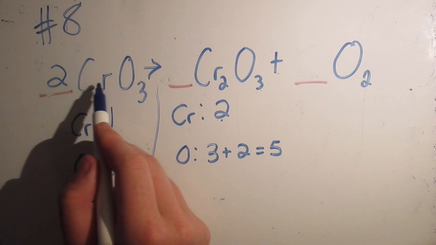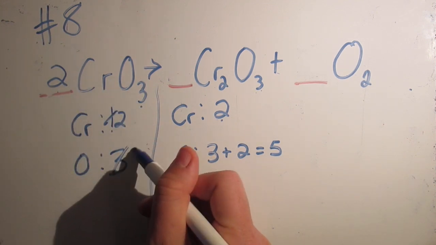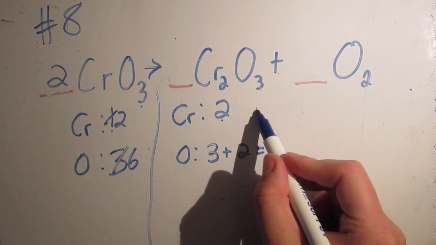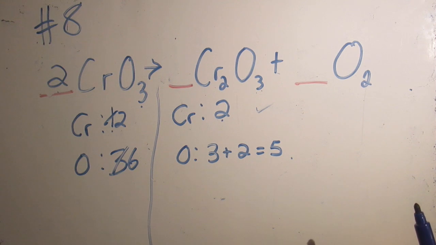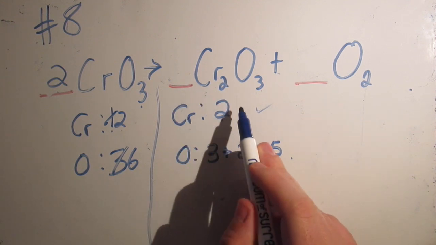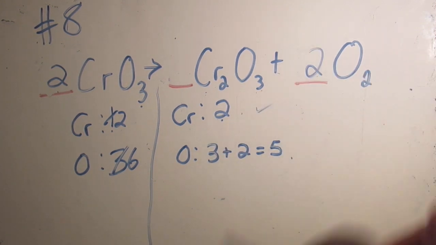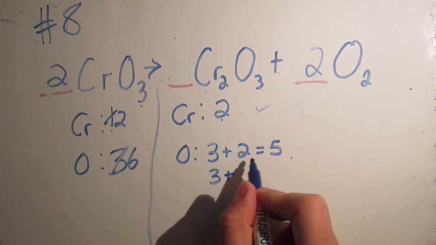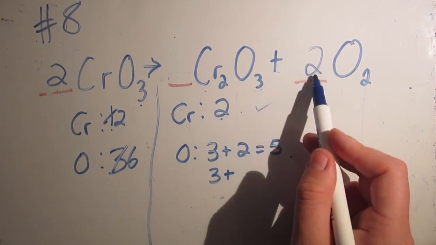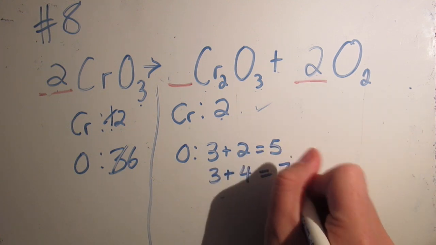So that gives us 2 times chromium is 2. 2 times 3, 6 oxygens. Okay, so my chromiums are good. I could do a little check there. Oxygens are not good. So let's play around with this a little bit. I don't want to change my chromiums because they're good right now. Might have to later, but let's try doing 2 oxygen first. So 2 oxygen. So I've got 3 plus now, because that stayed the same, 2 times 2 is 4, equals 7.